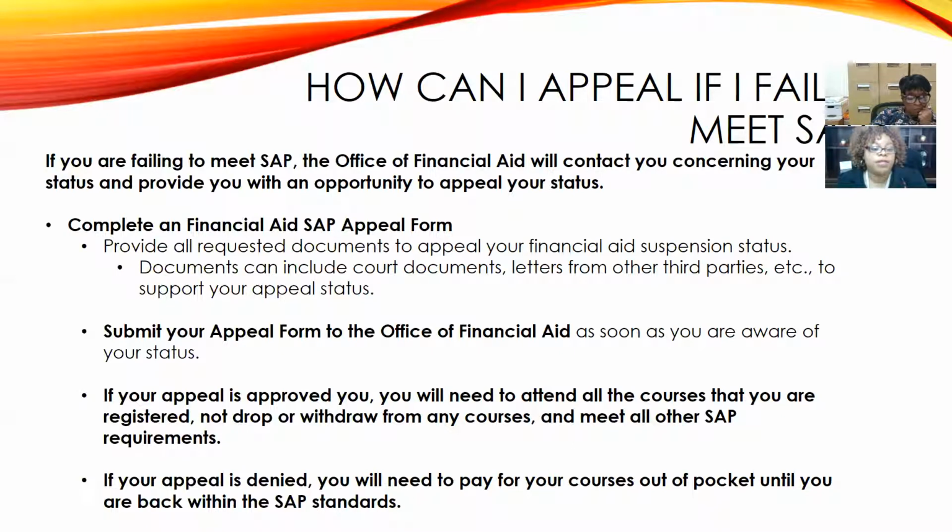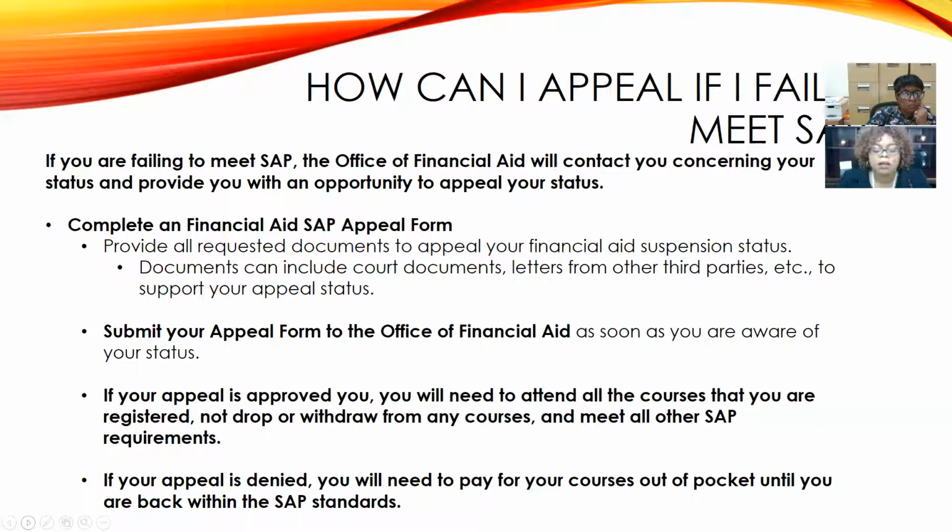What are you doing? So the first thing that we'll need from you is to complete a financial aid satisfactory academic progress appeal form. This form will be sent to you via email on the notification that you receive from our office concerning your financial aid status. And more than likely, it'll be located on the financial aid or SAP suspension status. On this form, you're going to tell us again what happened, provide your information concerning your financial aid suspended status, and provide us with any documentation that you may have to support your reason for failing to meet satisfactory academic progress standards.